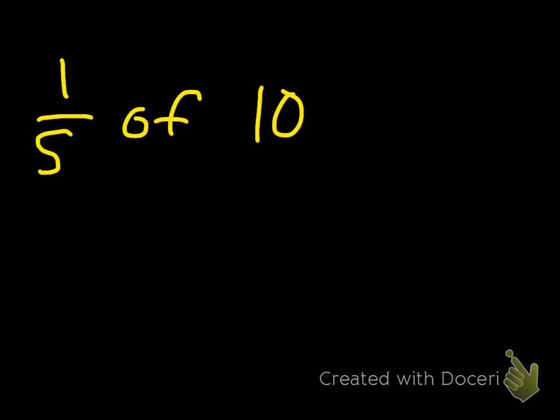Alright, for finding 1/5 of 10, the first step is to turn the whole number into a fraction. The way you turn the whole number into a fraction is just by writing the number 1 under it. So now I have 10 over 1, that means I have 10 wholes. Okay, that means I had 10 pies and they're all cut into one piece. So 10 wholes. Okay, the next step, of means multiply. So whenever you see of, that means you're going to multiply.